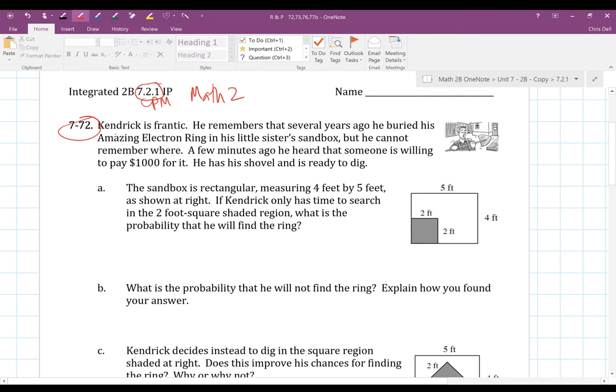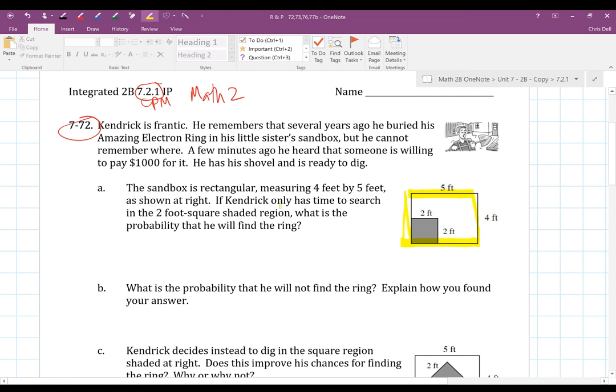So it says, Kendrick is frantic. He remembers that several years ago he buried his amazing electron ring in his little sister's sandbox, but he cannot remember where. A few minutes ago he heard that someone is willing to pay $1,000 for it. He has his shovel and is ready to dig. Okay, so the sandbox is rectangular, measuring 4 by 5 feet. Right. So here's my sandbox, 4 by 5 feet. So that's the whole sandbox.